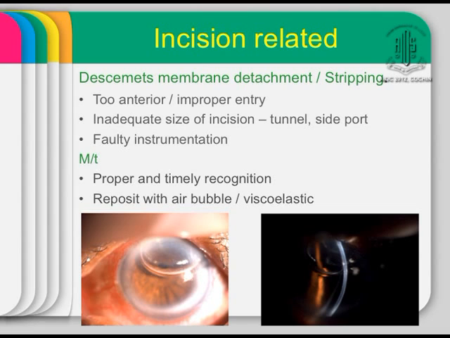Even if you detect it post-operatively, you can take the patient back for resurgery, just inject an air bubble and you see the reposition. This is a photograph showing one which was detected post-operatively. We have injected an air bubble and this is the line of demarcation of the DM detachment.